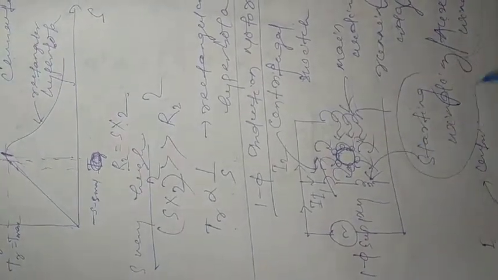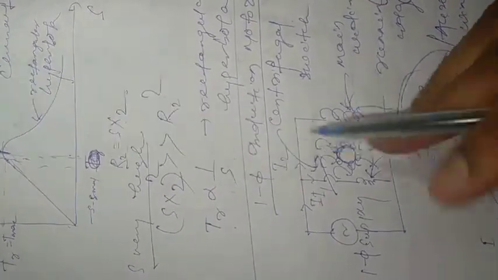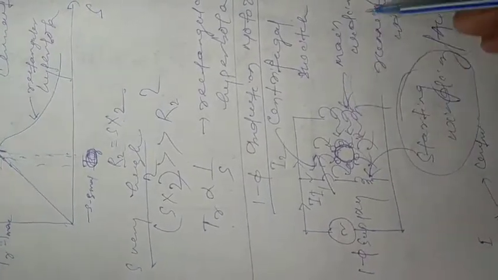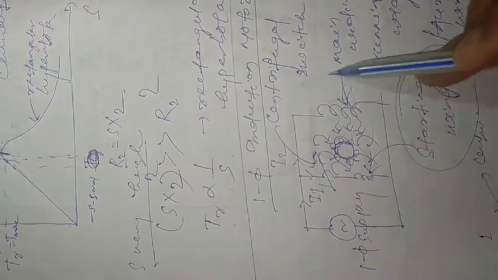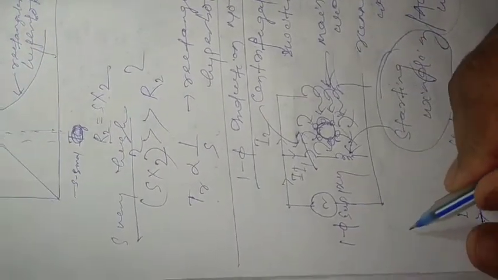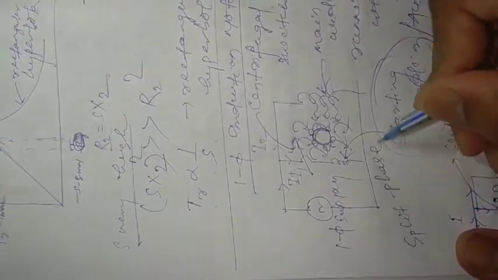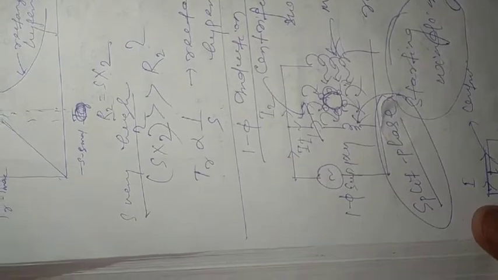This is used only for the starting purpose, that's why it is known as the starting winding. Once the motor starts rotating, this one is disconnected and only this winding remains, which is known as the running winding. This is generally named split phase, because the phase is split here into two parts. This is a split phase kind of one phase induction motor. So this is all about the one phase induction motor.